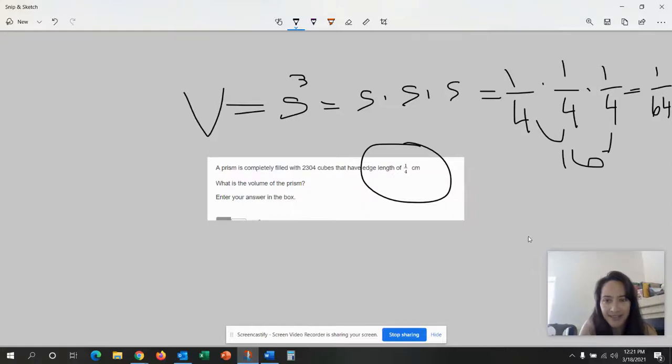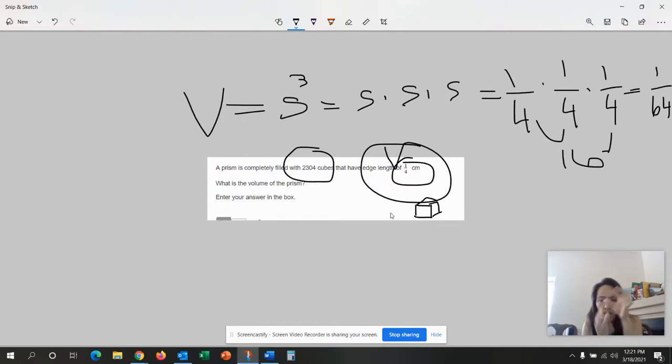Video 2, we're not done. Number of cubes we found. Find the volume. The volume isn't just 1/4, it's 1/4 cubed, because it's the length, the width, and the height. They're all 1/4. Got it? So that's how we had to find that whole volume.